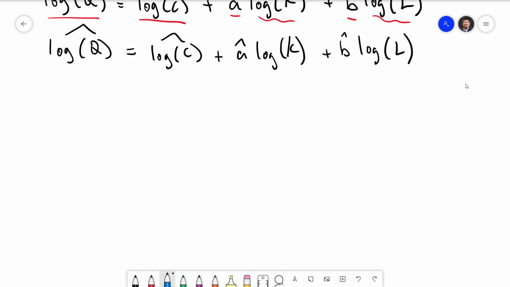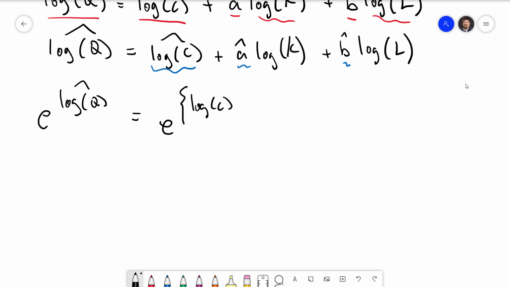Your regression output in Excel will give you these three things. We do have a slight problem though, because now we need to turn this back into a Cobb-Douglas function. To do that, we need to exponentiate both sides, which means we take e to the power of each side. So we're going to get e to the log of Q hat equals e to the entire thing here, log of C hat plus A hat log of K plus B hat log of L.